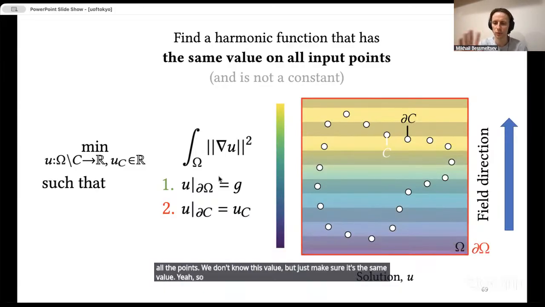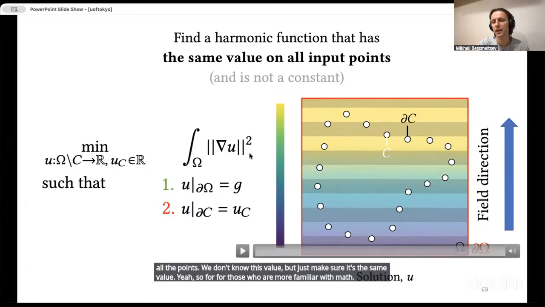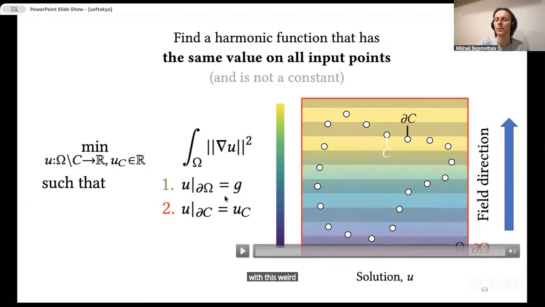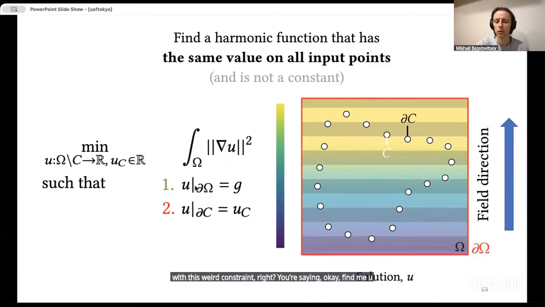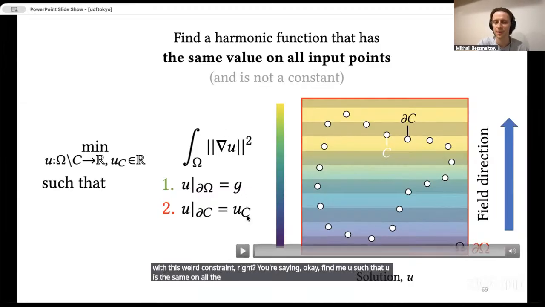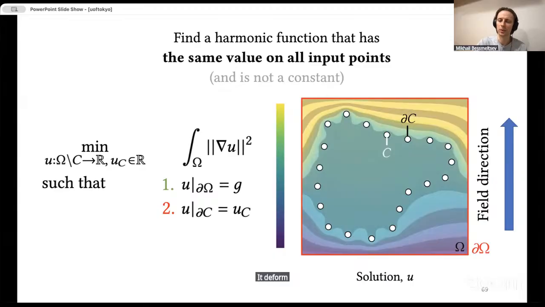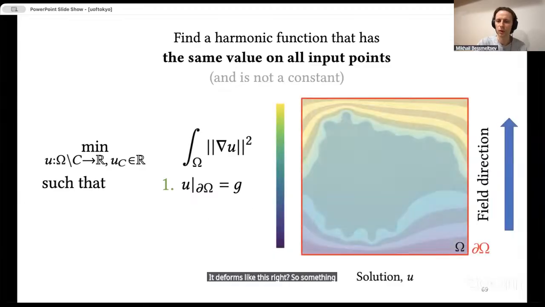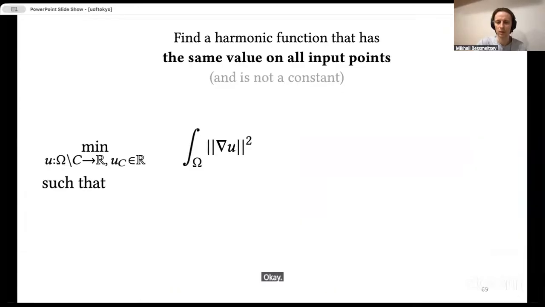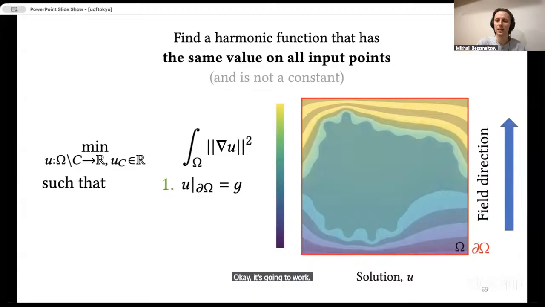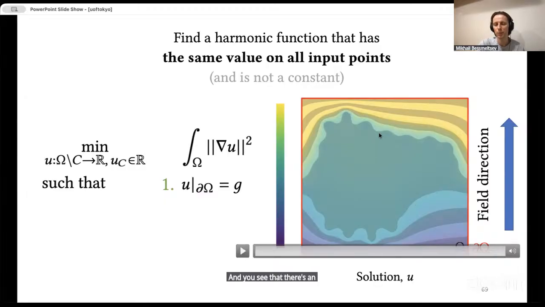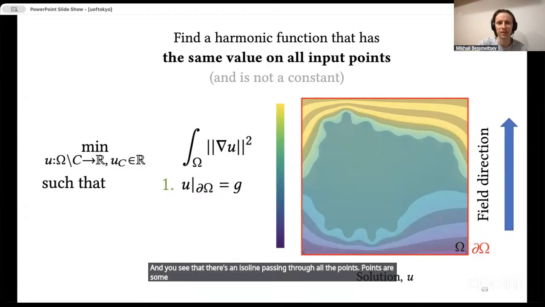For those who are more familiar with math, essentially you minimize Dirichlet energy with this weird constraint, right? You're saying, find me U such that U is the same on all the points and it minimizes this Dirichlet energy. So you see how this field works right now. If you enforce this constraint, it deforms like this, right? Something that was linear before is now deformed. And you see that there's an isoline passing through all the points. Points are somehow gone, thanks PowerPoint, but that's how it works.